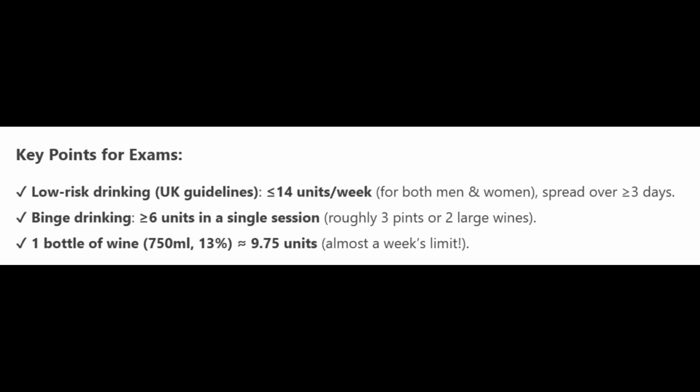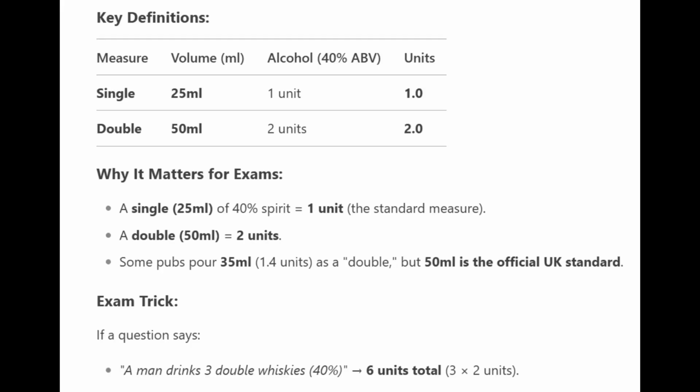Tip: low-risk drinking in UK guidelines means less than or equal to 14 units per week for both men and women, spread over greater than or equal to 3 days. Single and double refer to standard measures of spirits, like vodka, gin, whiskey, or rum, served in pubs and bars. Single means 25 milliliters or 1 unit. Double means 50 milliliters or 2 units.